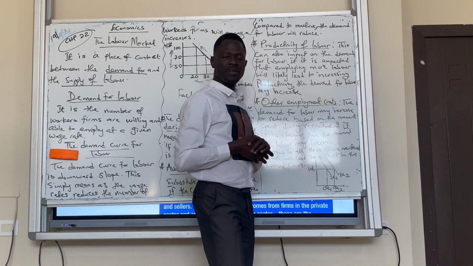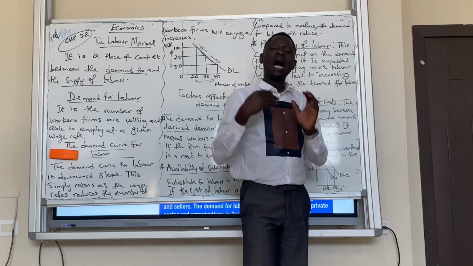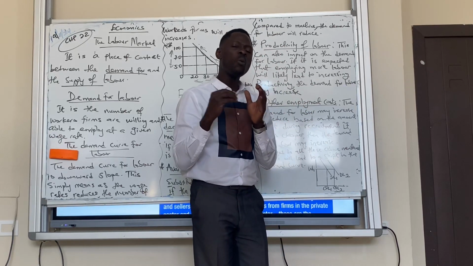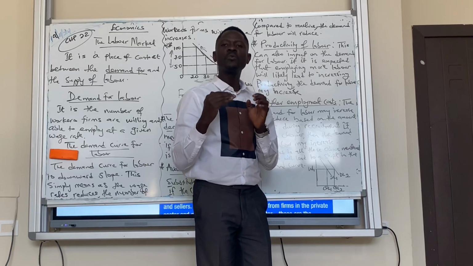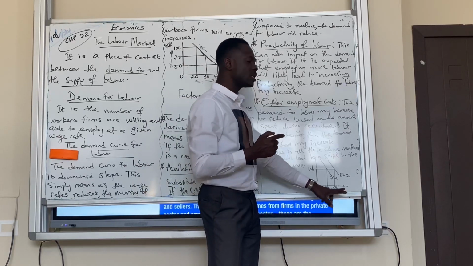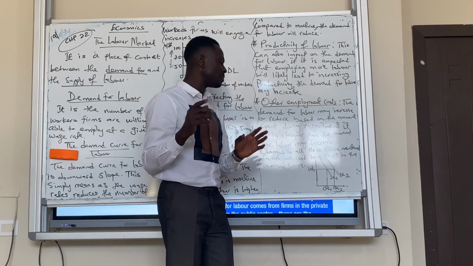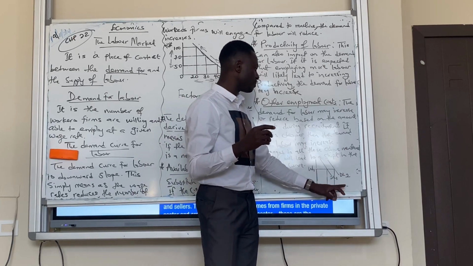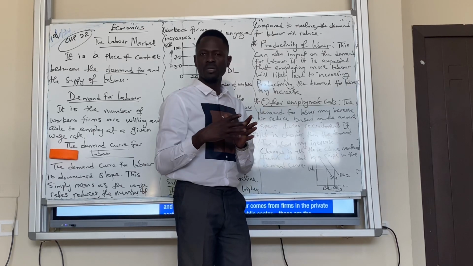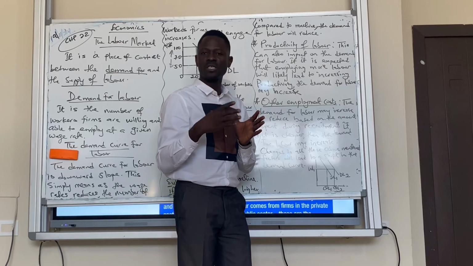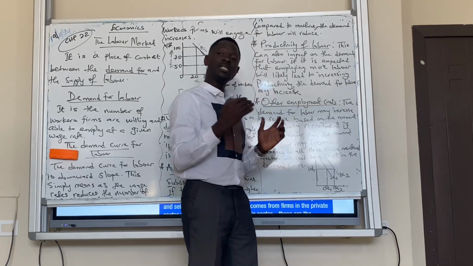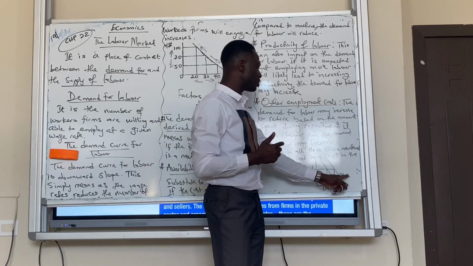The third one is productivity of labor. When we talk about productivity of labor, we're talking about the output in respect to the input. If it is expected that employing more workers would increase productivity, then firms will be willing to employ more workers. As a result, the quantity of labor needed will increase from QL1 to QL2, bringing about a rightward shift in the demand curve of labor from DL1 to DL2. But if it is expected that employing more workers will reduce productivity, firms will reduce the quantity of labor needed. Then the demand curve for labor will shift leftward from DL2 to DL1.